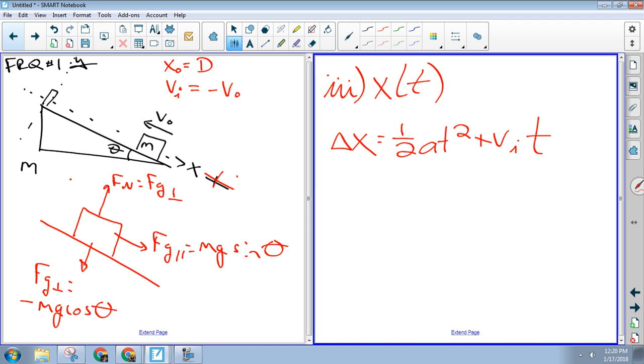All right, so true or false? Here's my answer: 1/2 g sine theta t squared minus v naught times t. Is that my answer then? Because I just plugged in my numbers. You're trying to trick us.